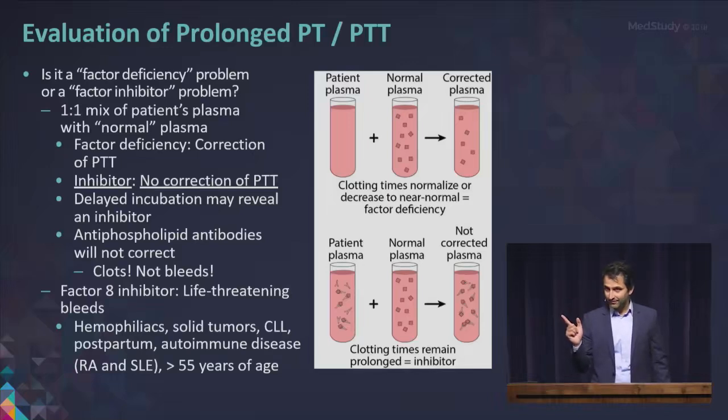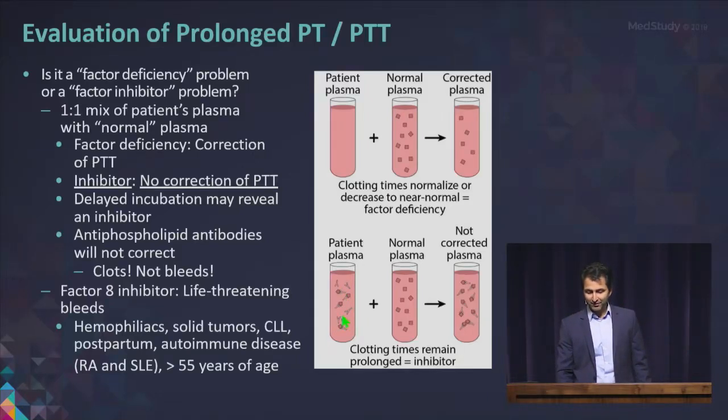On the other hand, if your problem is an inhibitor, then here's your patient plasma, and you can see you have clotting factor, but it's being neutralized by these antibodies, and you mix it with normal plasma, and you incubate it for a couple of hours. Well, guess what's going to happen? That PTT is still going to be 55 because the antibody in the patient plasma is just going to neutralize all the new clotting factor as well. So the clotting times do not correct. It means there's an inhibitor. So that's what the mixing study will help you determine.